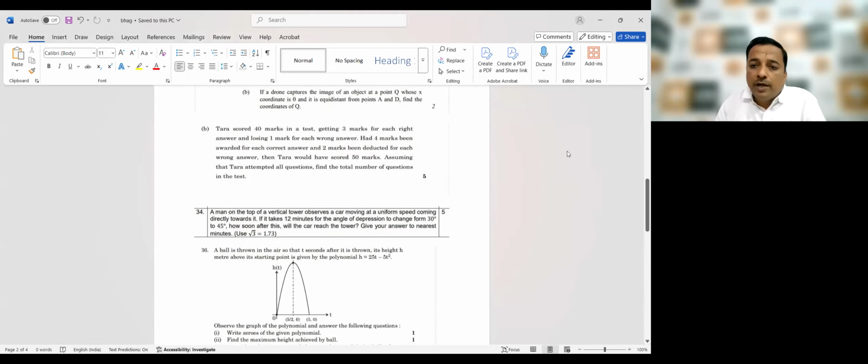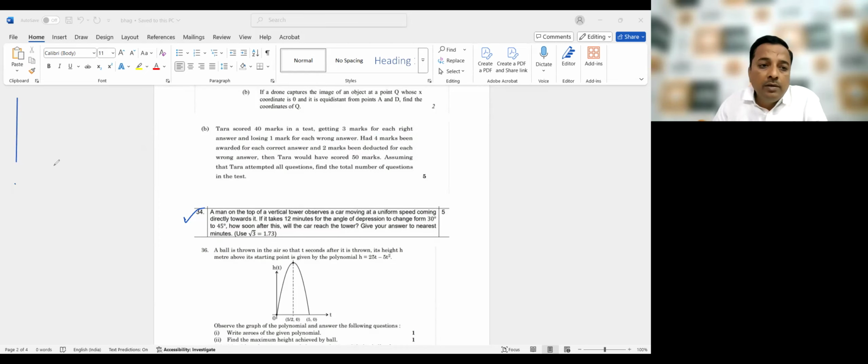Now the next question is from heights and distances, trigonometry. Question number 34. Interesting question. A man on the top of a vertical tower observes a car moving at a uniform speed coming directly toward it. If it takes 12 minutes for the angle of depression to change from 30 degrees to 45 degrees, how soon after this will the car reach the tower? Yesterday I solved this question. The same question came in ICSE too, only the values are different.